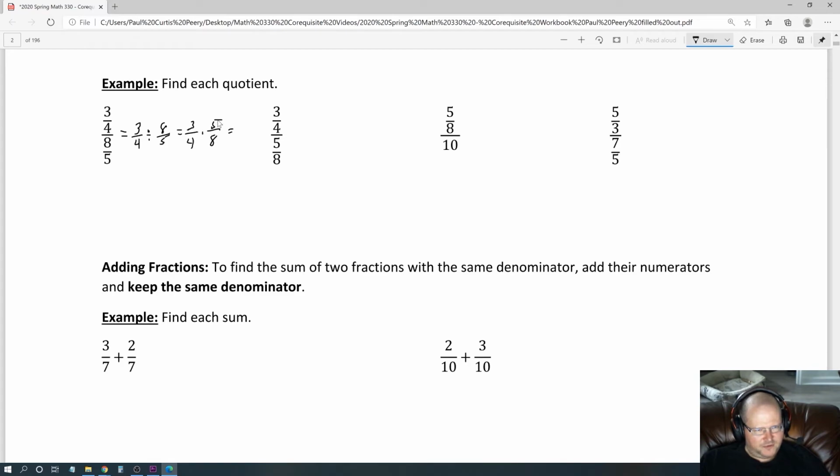3 over 4, 3 over 8, no. 5 over 4, 5 over 8, no. So you multiply through. 3 times 5 is 15. 4 times 8 is 32, and then you're done.